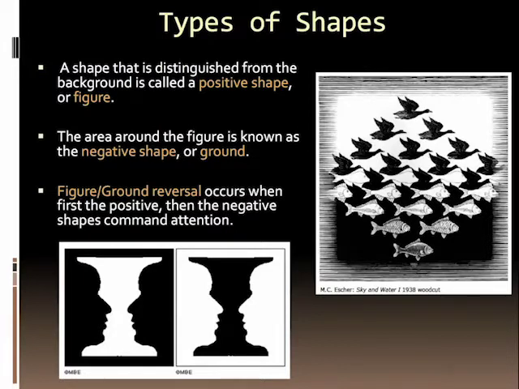Anyway, the area around the figure is known as the negative shape or ground, as I mentioned, and figure-ground reversal occurs when the negative shapes, rather than the positive, command attention. You can see these are 2 different examples of that idea of figure-ground reversal here. And then we can see this also happening in the M.C. Escher Sky and Water image, this woodcut from 1938.